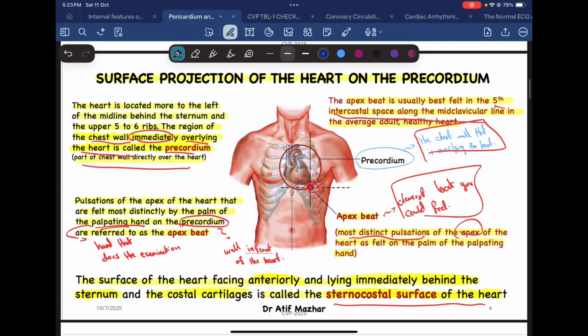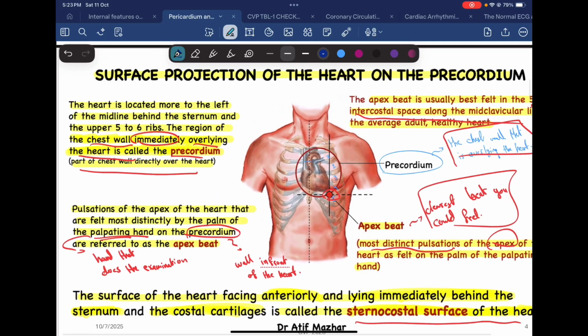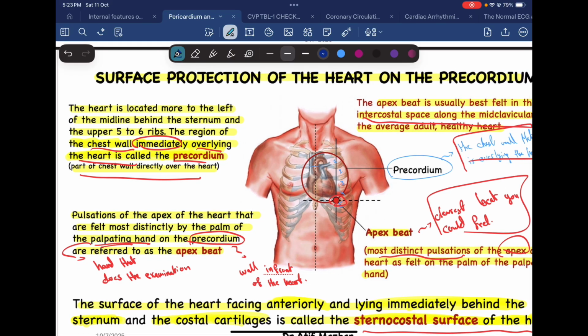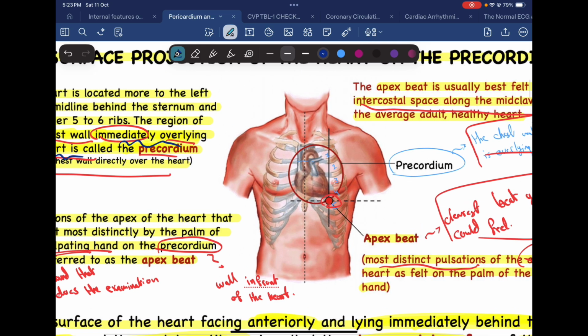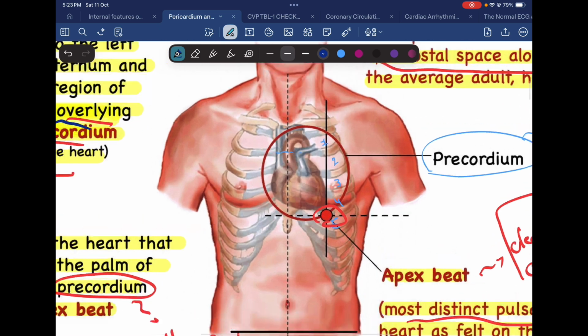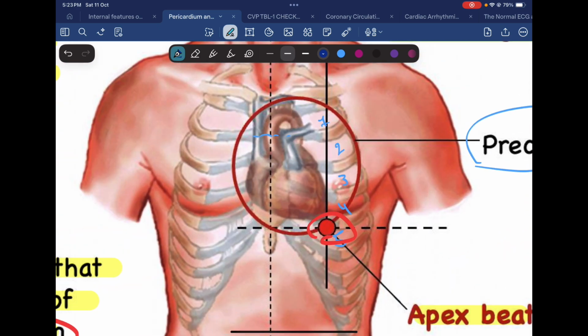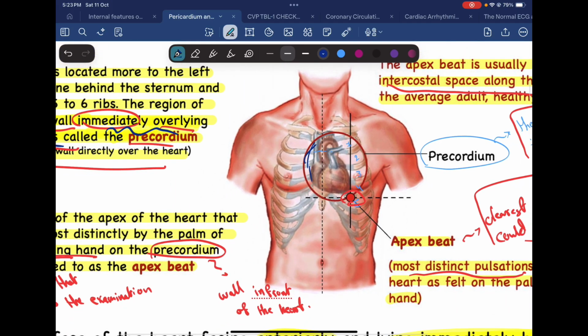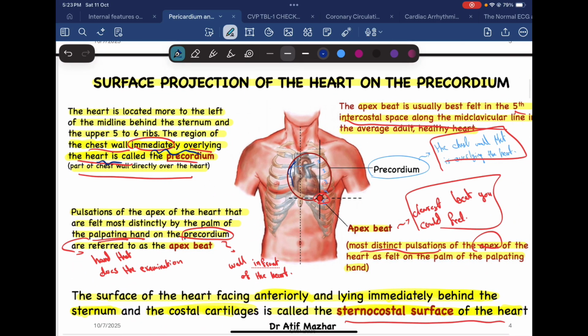Let's go a bit deeper into the surface projection of the heart. You have something called the precordium. Precordium is a part of the chest wall that is directly over the heart. It's immediately overlying the heart. Okay? So basically, here's the heart. The skin right over it, or the layer right over the heart, that's the precordium. Alright?